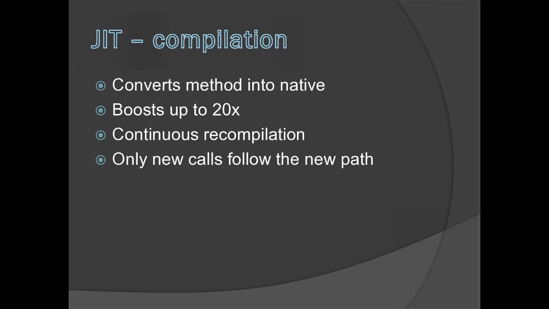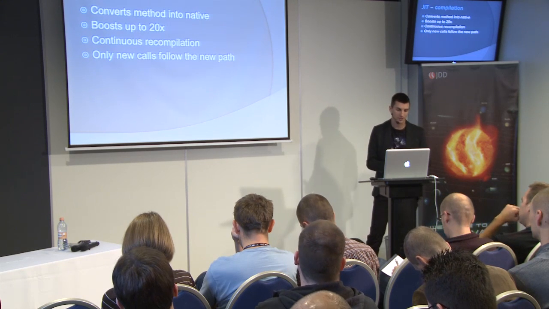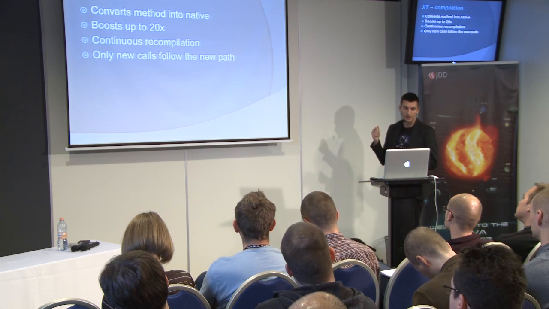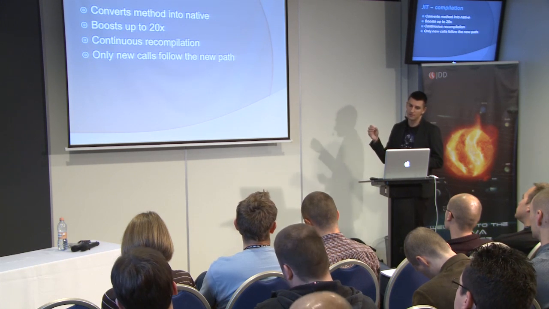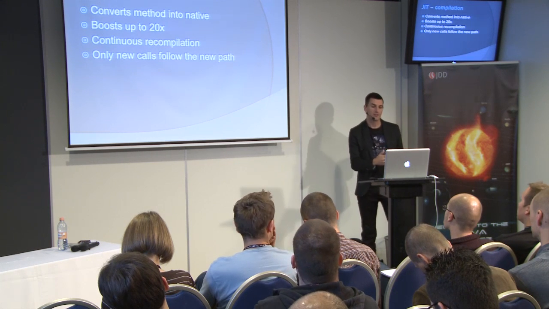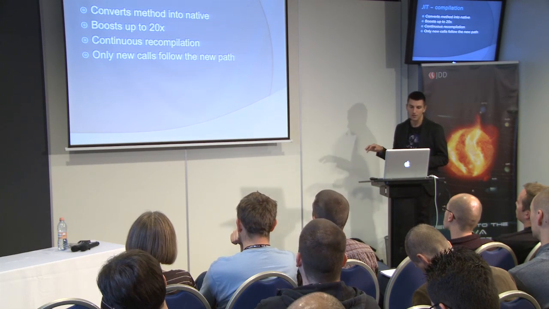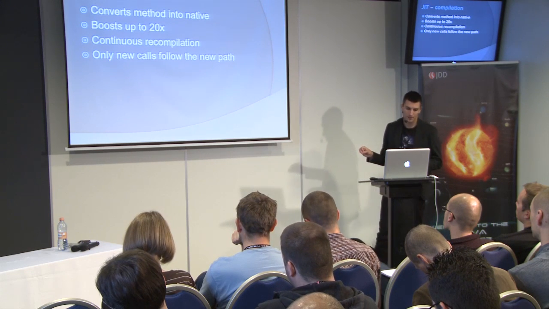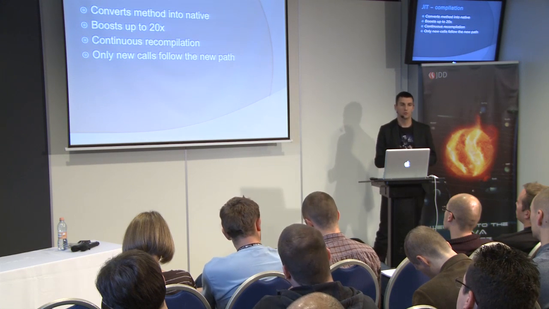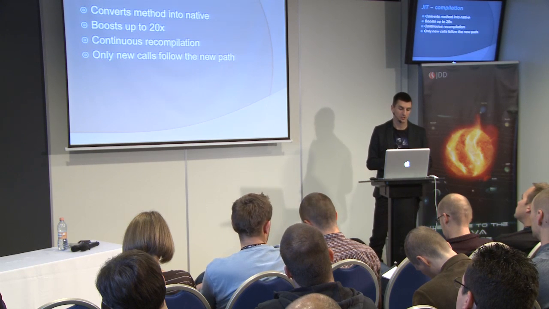Compilation. It's the thing we have seen on the first diagram today. JIT compiles this method's bytecode and transforms it into native code. It can boost up, so speed up, our code up to 20 times. So it's a pretty powerful optimization.